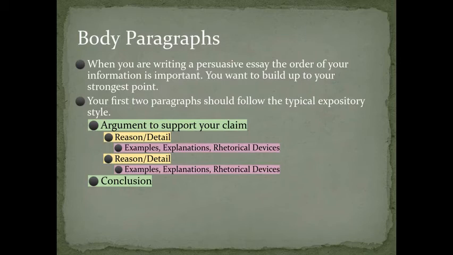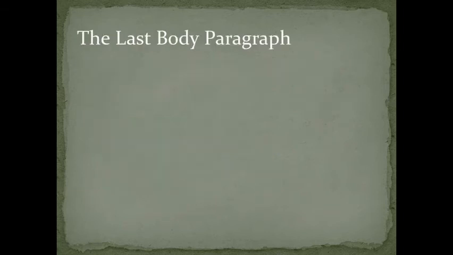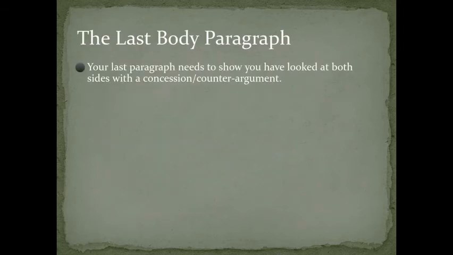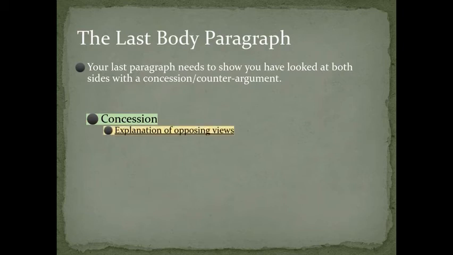Then you'll give another reason or detail that supports that argument. And again, flesh that one out with examples, explanations, rhetorical devices, and then end with a conclusion. So your first two body paragraphs will be that, but your last body paragraph is going to be a little bit different. Your last body paragraph, you want to start with your concession or counter argument. You want to give what the other side would argue.